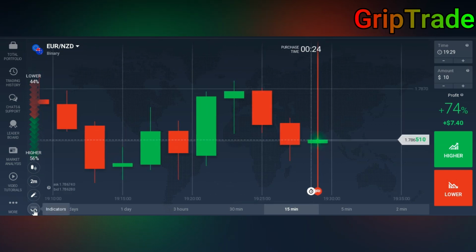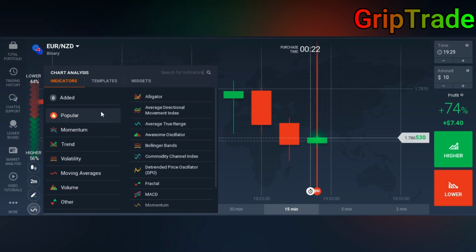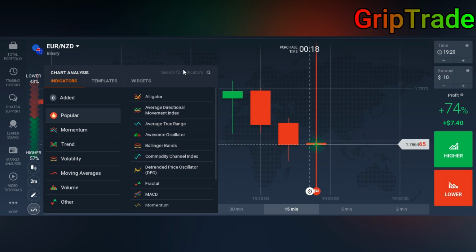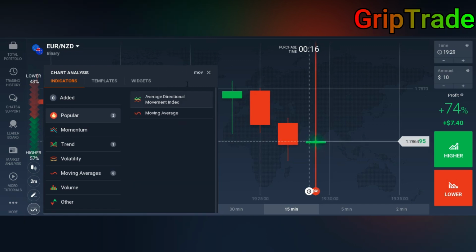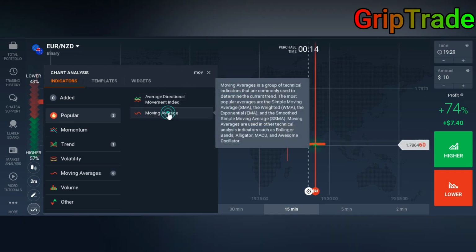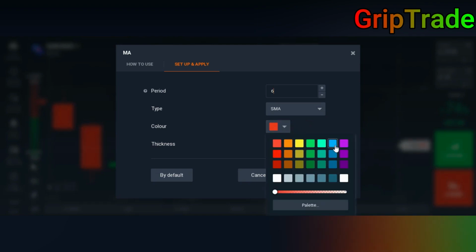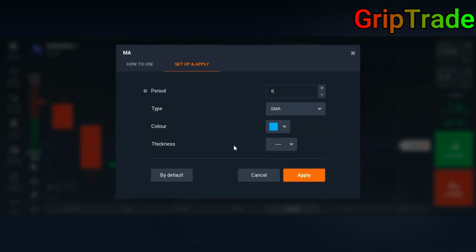Now let's switch toward the indicator section. In the popular tab, you need to write moving average. If you do not see it in the list, you need to set the period at 6. It's SMA. You can select any color, however I selected blue, and apply it.